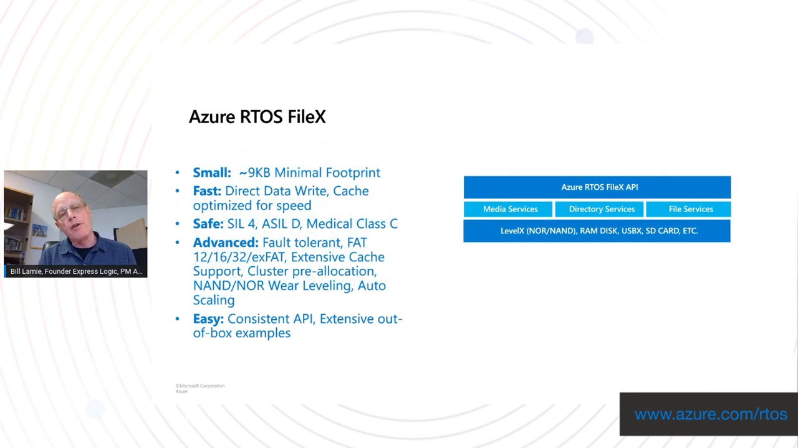Moving along to FileX. FileX is our FAT12, FAT16, FAT32, and exFAT file system. The minimal footprint for FileX is around 9K bytes. And it too has the functional safety certification like ThreadX. On the advanced feature set, FileX has an optional fault-tolerant mode where we will journal file system activities.